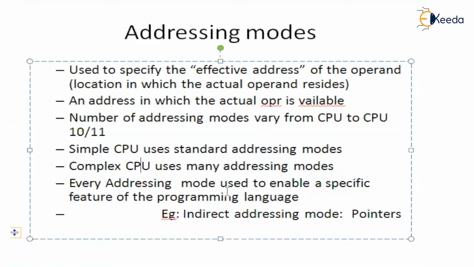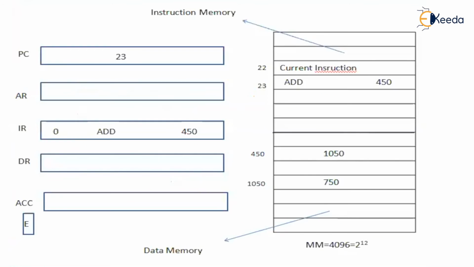Every addressing mode is used to enable a specific feature of the programming language. Why use an addressing mode? Try to understand. There is an addressing mode such as indirect addressing mode, right? What is indirect addressing mode? In the indirect addressing mode, the address part is going to contain an address in which there is another address. I think being a programmer, you are sensing something. Yes, this address part of the instruction is holding a pointer. What is a pointer? It holds an address of another address, right?